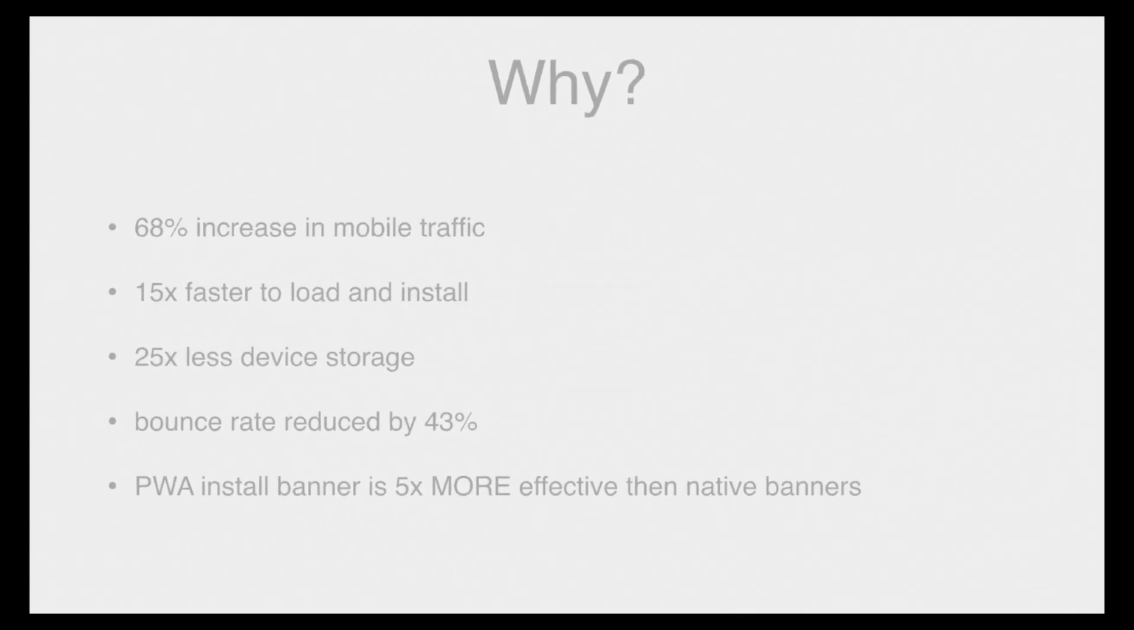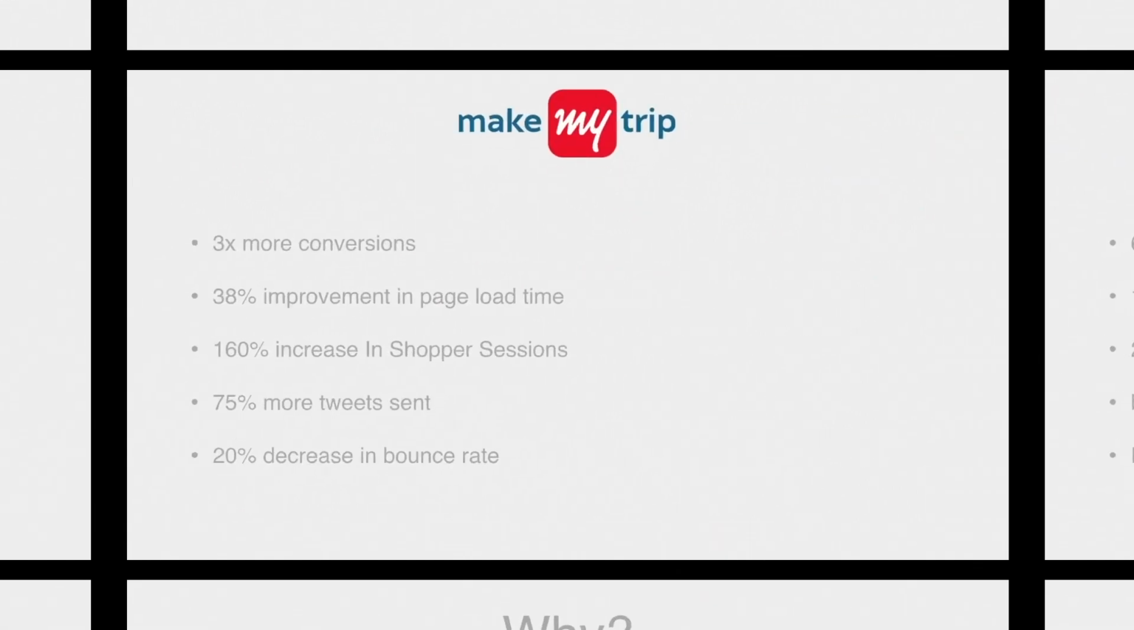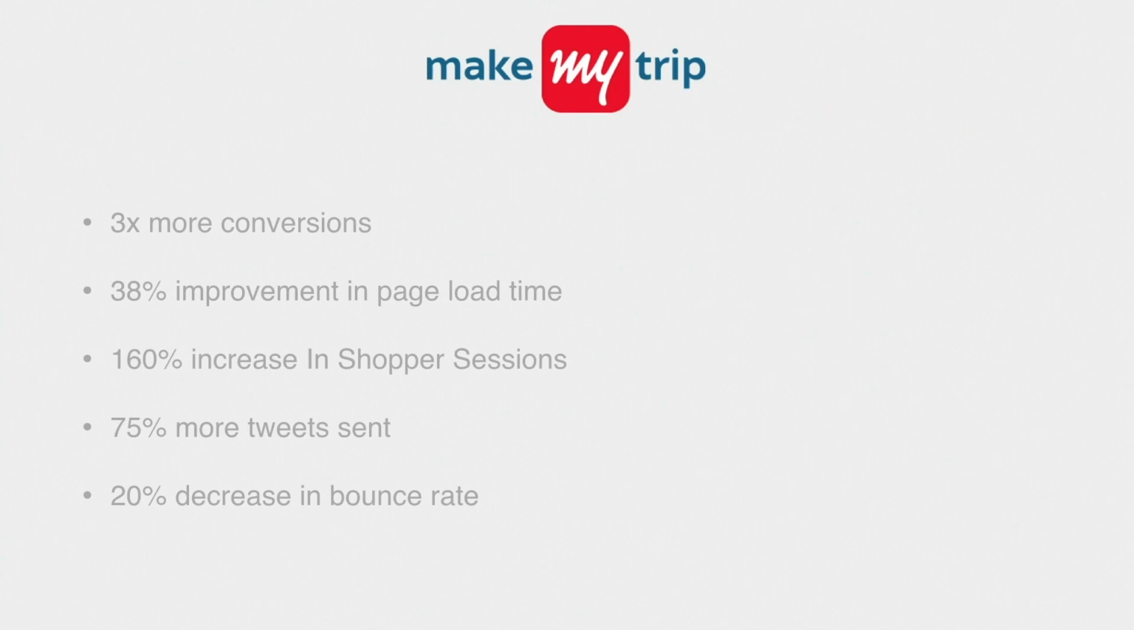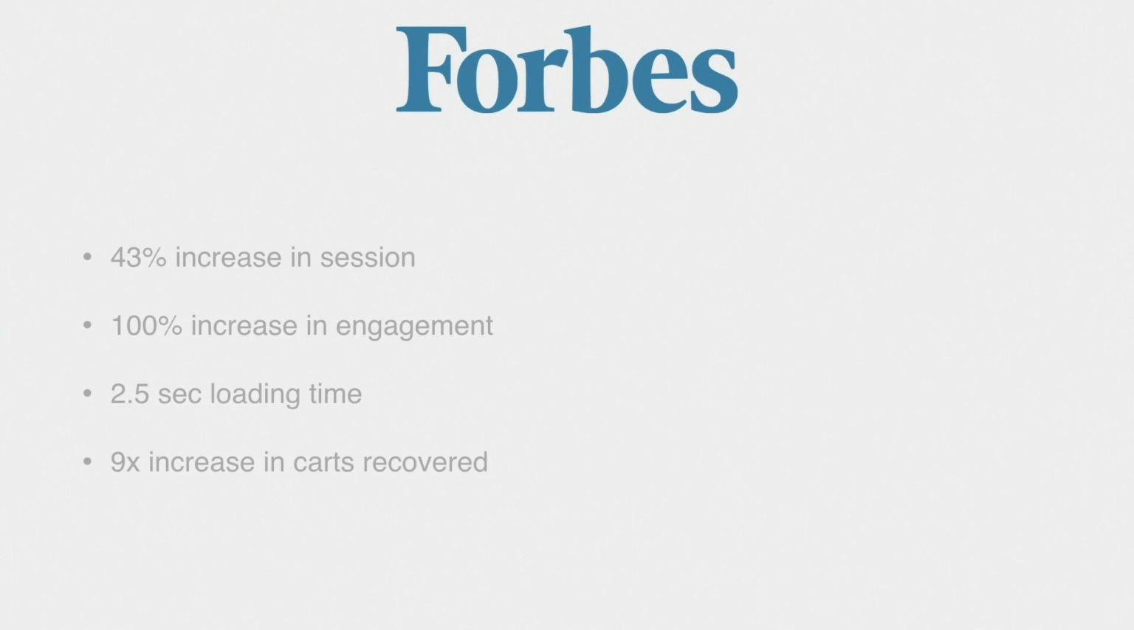Why do that? I think it's quite obvious. This is just a bunch of statistics which I found on the internet. Those numbers are based on use cases from companies like Make My Trip, which says that they really increased their conversions and shopper sessions. More tweets are sent. Same on Forbes after they introduced the progressive web app version of their website.